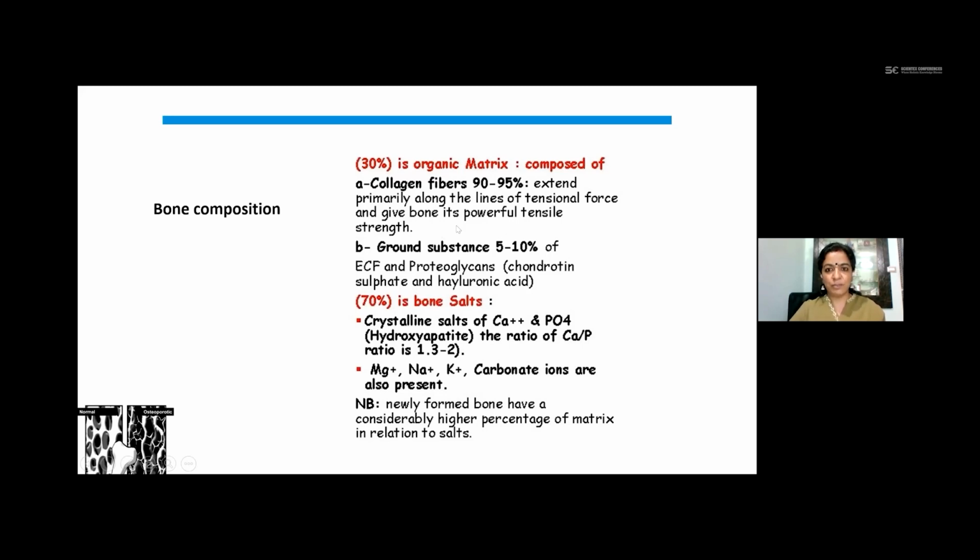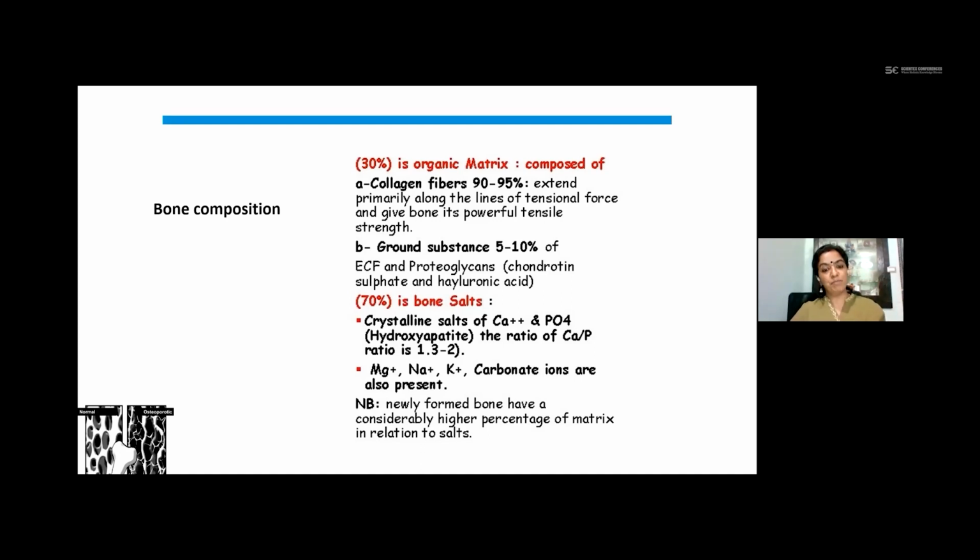overview of the bone composition, which consists of 30% organic matrix, and out of that organic matrix, 90 to 95% is collagen. And 70% of the bone tissue consists of bone salts, including calcium, phosphorus, potassium, magnesium. All these salts combine together and make a crystal structure, which we call hydroxyapatite. So it is very important to have the bone composition in this particular ratio.